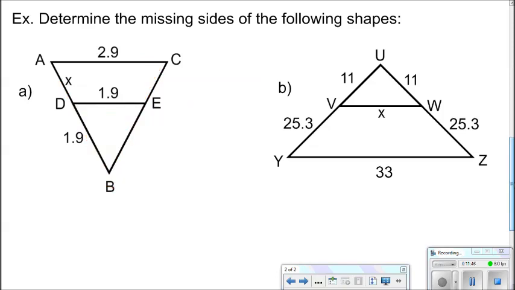Okay, so the angles are the same, so we're dealing with similar triangles. We're going to use that information that the triangles are similar to find out what the missing side lengths are. And so here I'm just pointing out the angles that would be corresponding. So A and D, C and E, and then B is the same angle for both triangles.